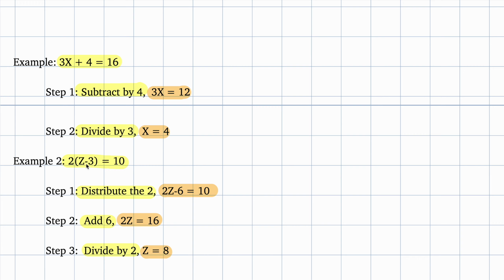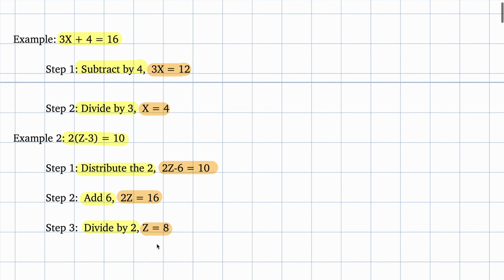Another way to do this was to divide by 2 first, which would give us z - 3 = 5, and then just add 3, which would give us the same end result, z = 8.